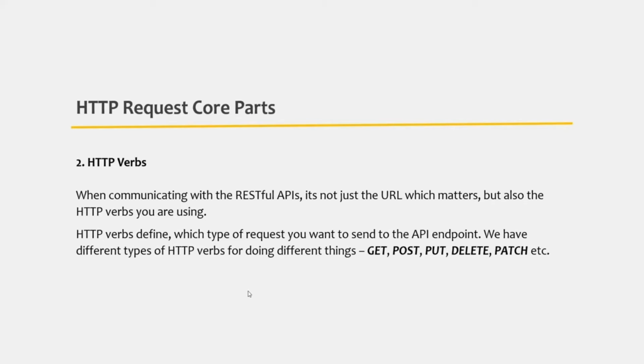But if you want to create a new record in the database, then we send a post request to the server. And with the post request, we also send the body, the data with which we want to create a record on the server. In the same way, if you want to update a record in the database, we use either the put or patch HTTP verb. And if you want to delete a record from the database, we use the delete HTTP verb. So the URL endpoint and the HTTP verb are the two most important parts of an HTTP request.